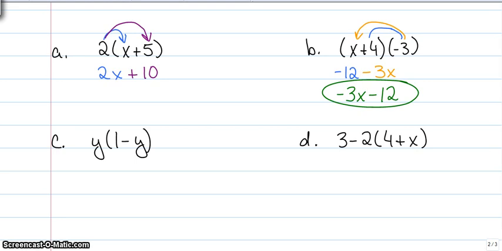It's just like writing a sentence in English. There's a proper structure for the sentence. You begin with a capital letter, you end with a period. We're doing the same thing in algebra.